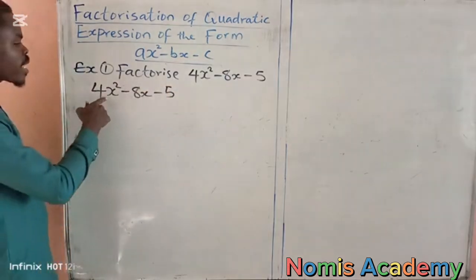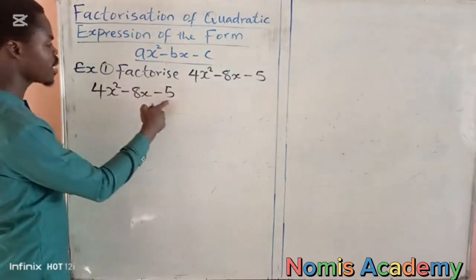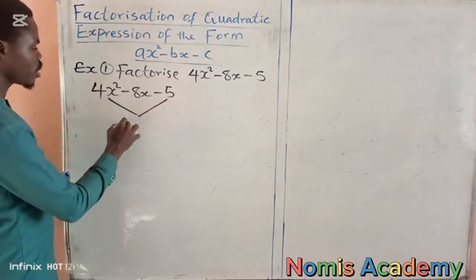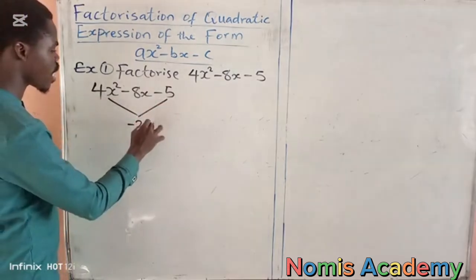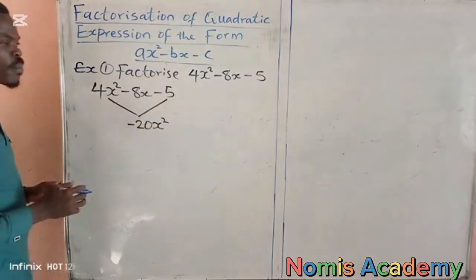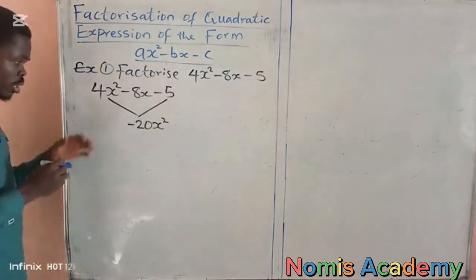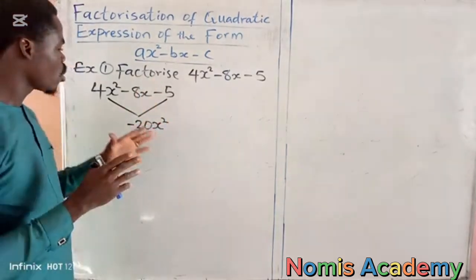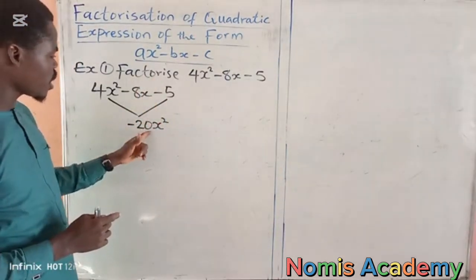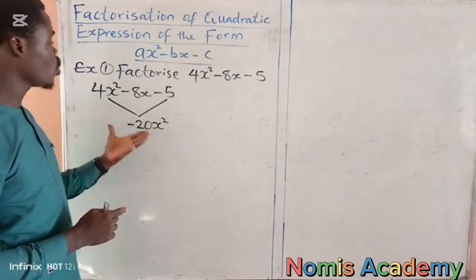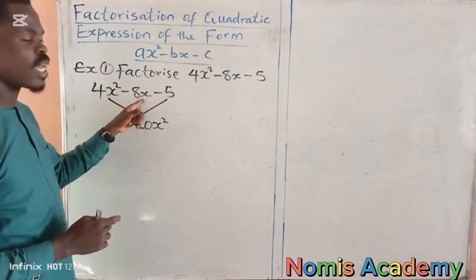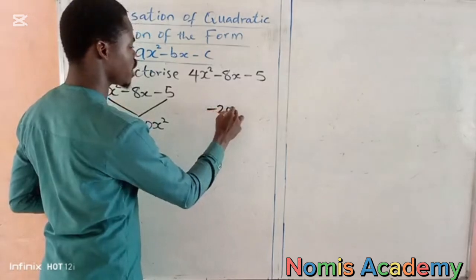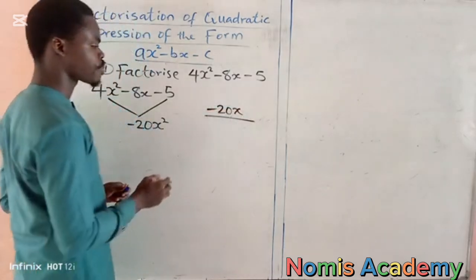Now multiply the first term and the last term, and that will give us minus 20x squared. So the next thing we need to do, we need to look for two factors whose product is minus 20x squared and whose sum is minus 8x. Now to do that, let's use this method to make it easier for us.